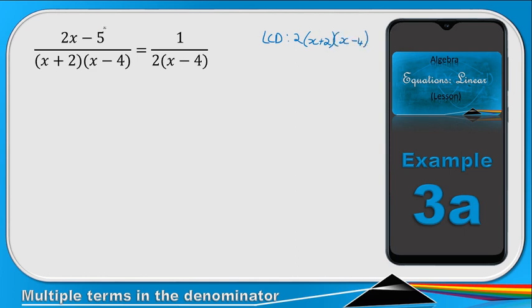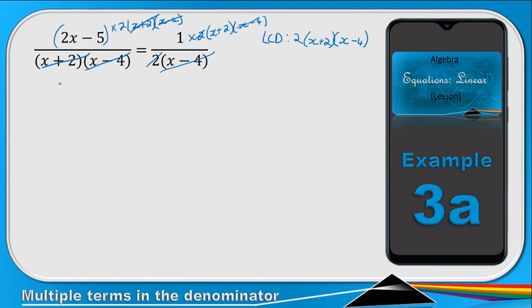Right, so let's start by just multiplying each and every term of that, x plus 2, and then x minus 4, and then also once again times 2, x plus 2, and x minus 4. Right, so let's now cancel. So x plus 2 and x plus 2 goes, x minus 4 and x minus 4 goes. Then here we have 2 and 2, and x minus 4 and x minus 4.